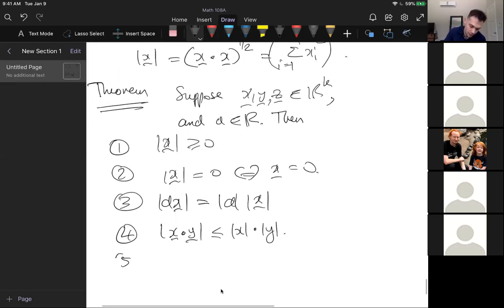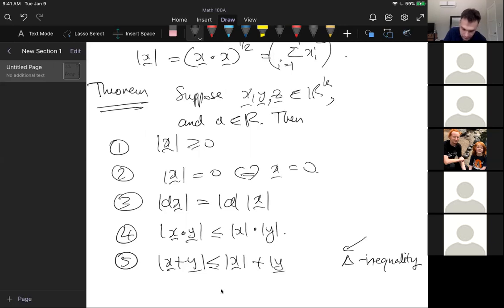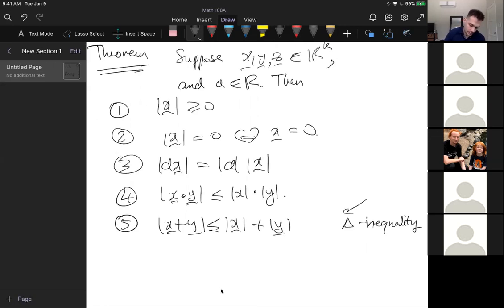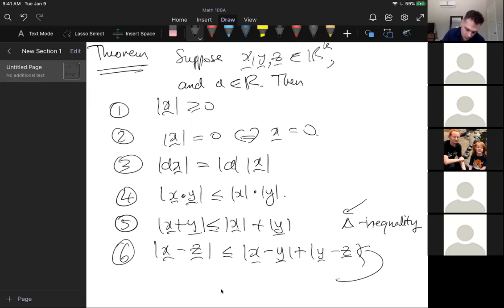Again, we see our friend the triangle inequality, again very important. So 5: the norm of x plus y is less than or equal to the norm of x plus the norm of y, like so. We had this for the complex numbers, and we also have this for Euclidean space. And then 6, which is really a consequence of 5, just by substituting different vectors: the norm of x minus z is less than or equal to the norm of x minus y plus the norm of y minus z. Also, point out that this trick is very important.